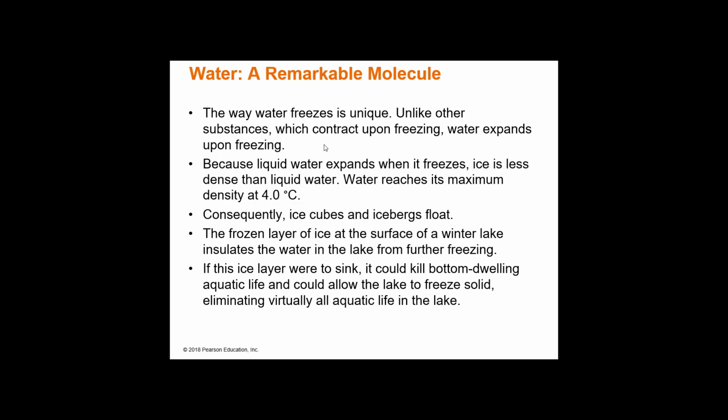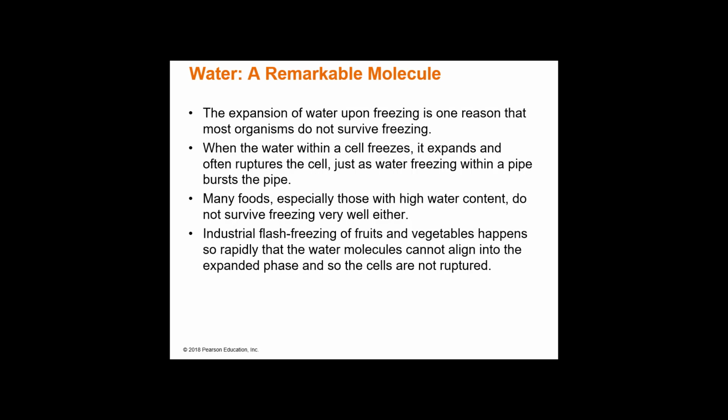Because liquid water expands when it freezes, ice is less dense. So the actual water as a solid is less dense than water as a liquid. This allows the water on top of ponds and lakes to freeze while everything below it stays insulated. Water reaches maximum density at 4 degrees Celsius. Ice cubes and icebergs float. The frozen layer of ice at the surface of a winter lake insulates the water and allows everything that lives underneath it to be fine and normal. If this ice layer were to sink, it could kill bottom-dwelling aquatic life and could allow the lake to freeze solid, which we don't want.